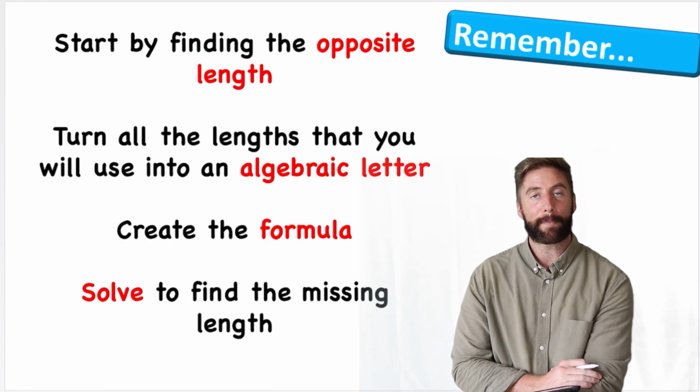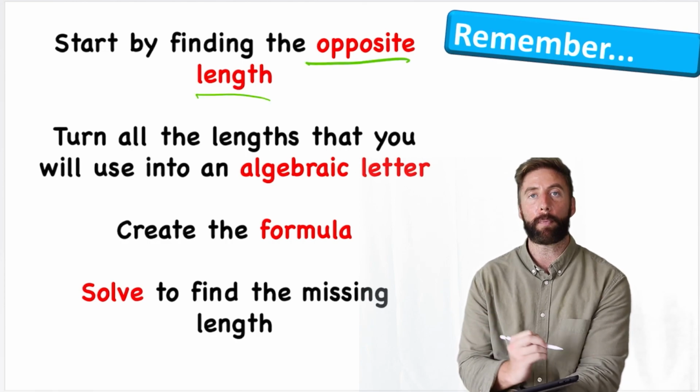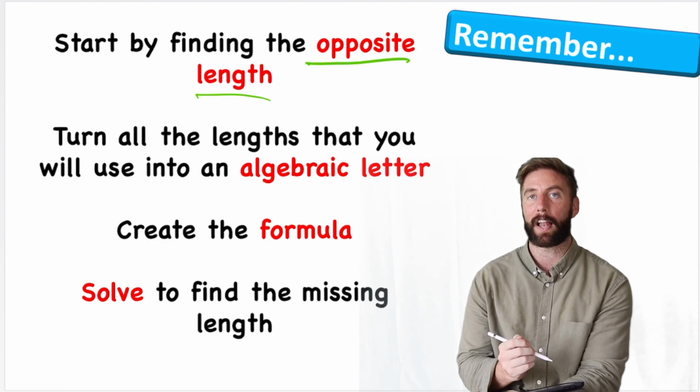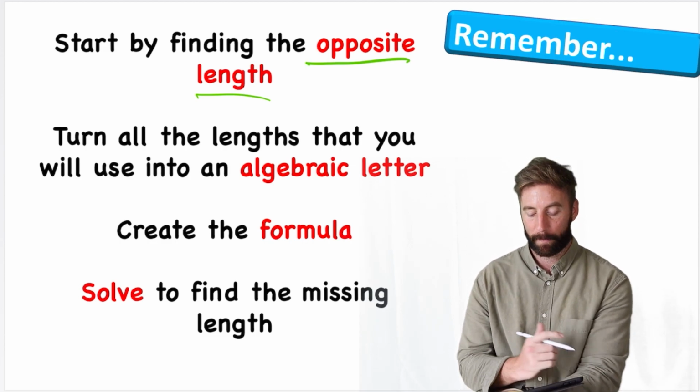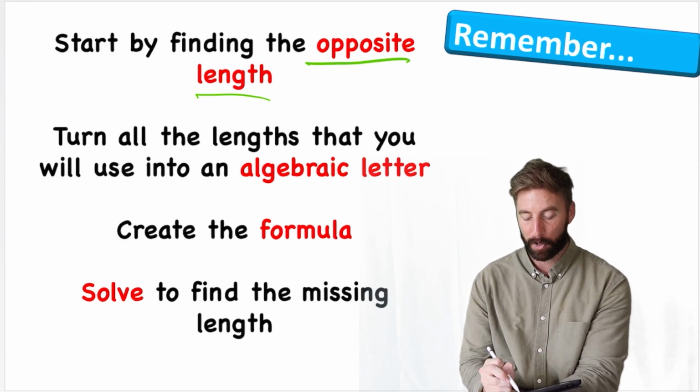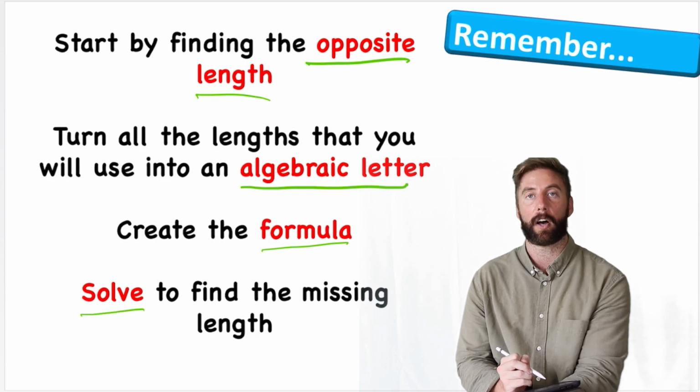Okay, there you go. Let's think about the things to remember. First, start by finding the opposite length. The opposite length is going to tell you what the total of that length needs to be. Then I can look next door to see the other length that I'm going to need to help me. Then we're going to turn all these lengths into algebraic letters. We're going to create a formula and then solve to find our missing length.